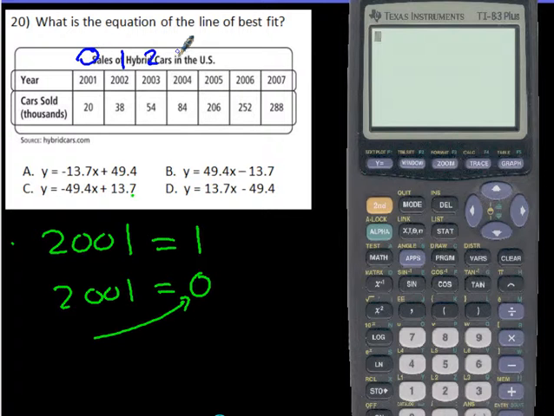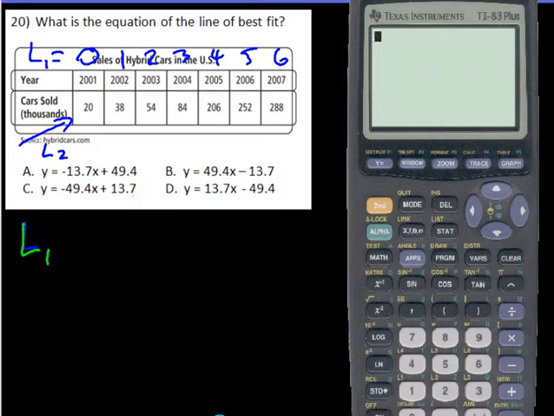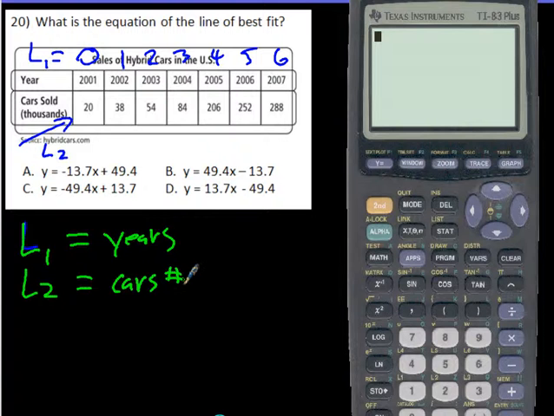So I'm going to write those up here. 2, 3, 4, 5, 6. That's going to be what I'm going to put in list 1. Then I'm going to put the data in list 2 and do my regression equation. So let's go ahead and get that done. In L1 I'm putting years. In L2 I'm putting number of cars, where 2001 equals 0, okay? Not a bad idea to write those things down. Somehow you got to notate it.